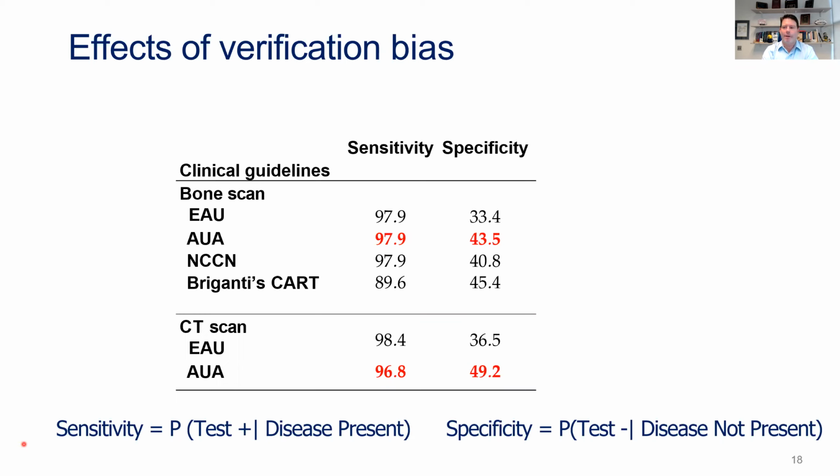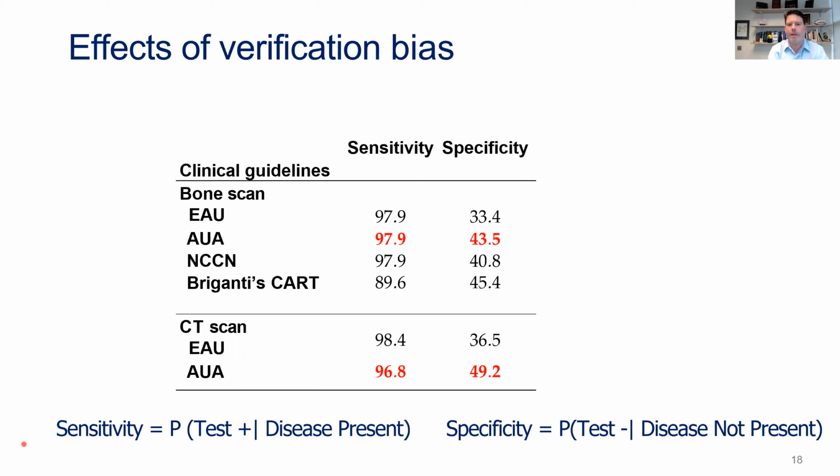NCCN is our National Comprehensive Cancer Network, and so on. And so what we did was compute sensitivity and specificity. Some of you are familiar with that, some of you probably aren't. But you can relate these to type 1 and type 2 error in statistics. And so I put some definitions at the bottom.